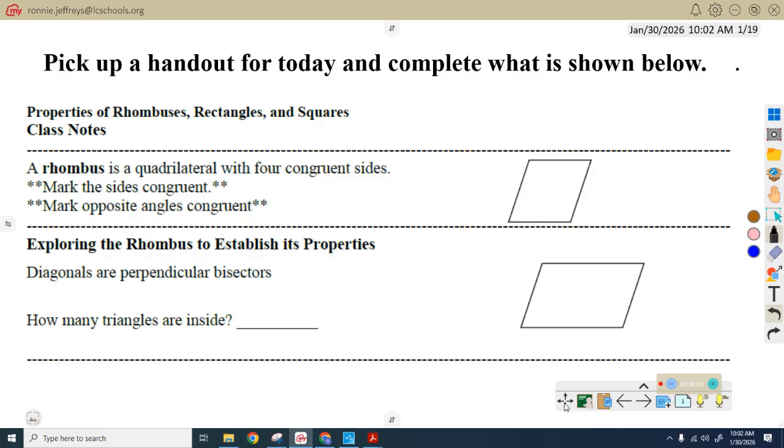So today we are going over properties of rhombuses, rectangles, and squares.